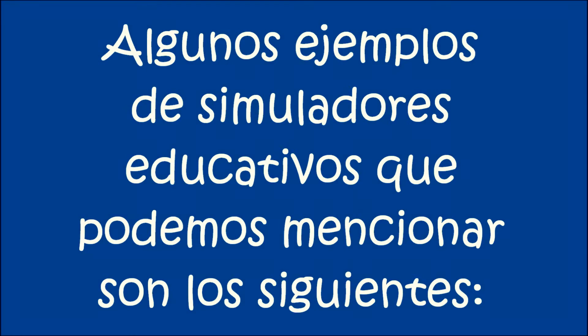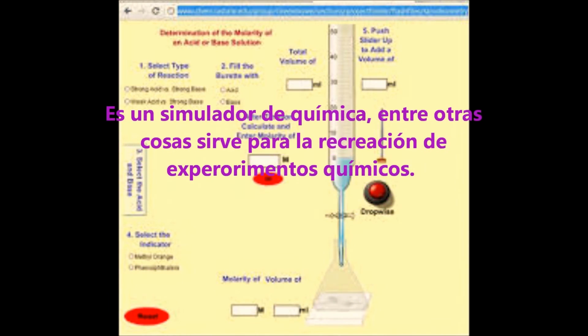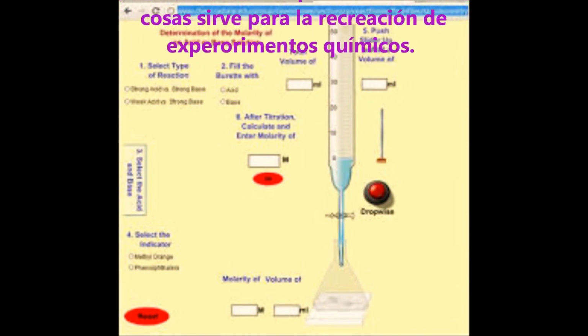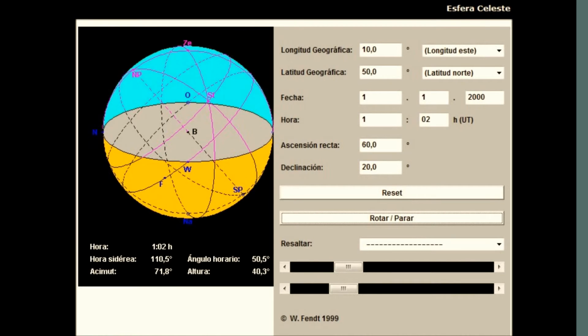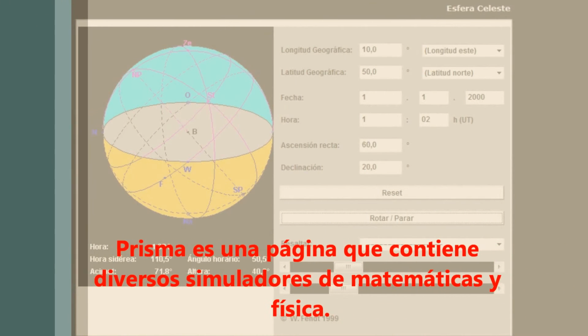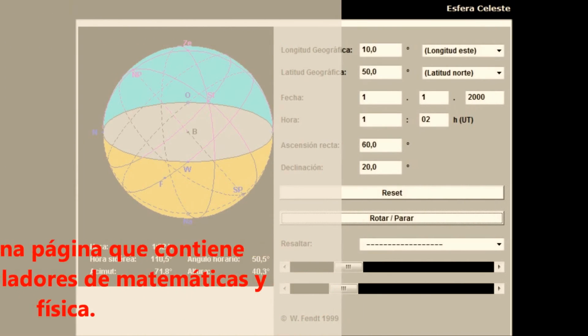Now, let's see some examples of educational simulators. This is a chemical simulator that helps to recreate different chemical experiments. The simulator combines different cellular images and maps. This is another simulator called Prisma, and it is a math and physics simulator.